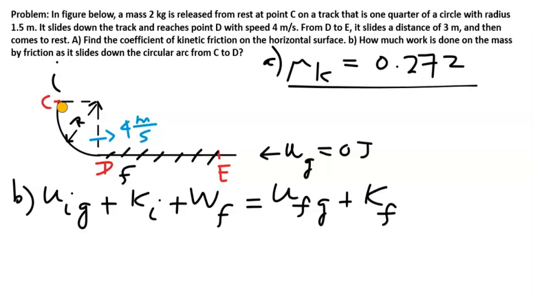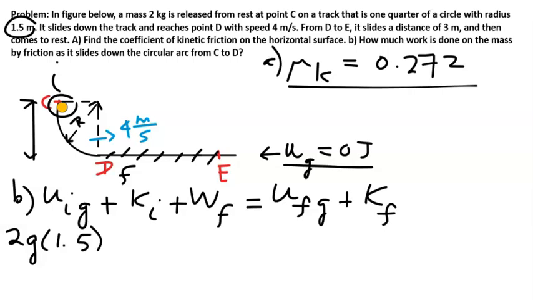I'm going to take the horizontal level as before to be the 0 joule level for gravitational potential energy. So the gravitational potential energy of this object at the initial point is the mass times gravity times this length right there, which is just the radius of that arc, and we know it's given by 1.5 meters. The kinetic energy is 0 because it is dropping from rest.